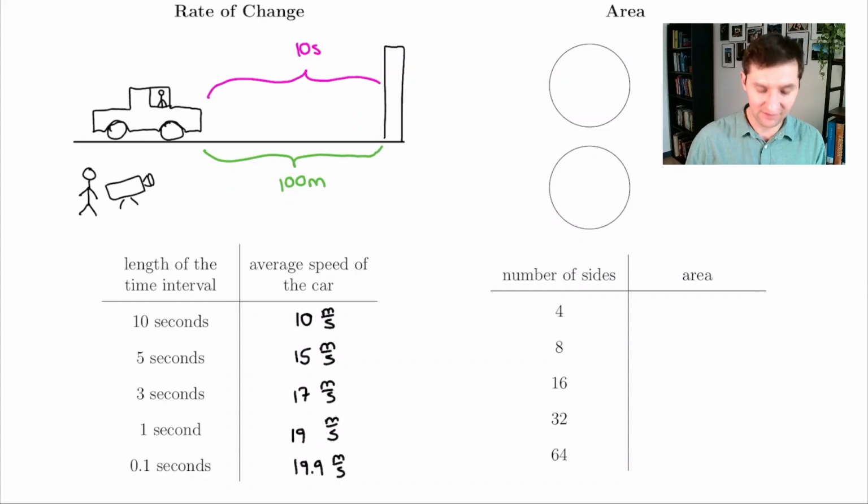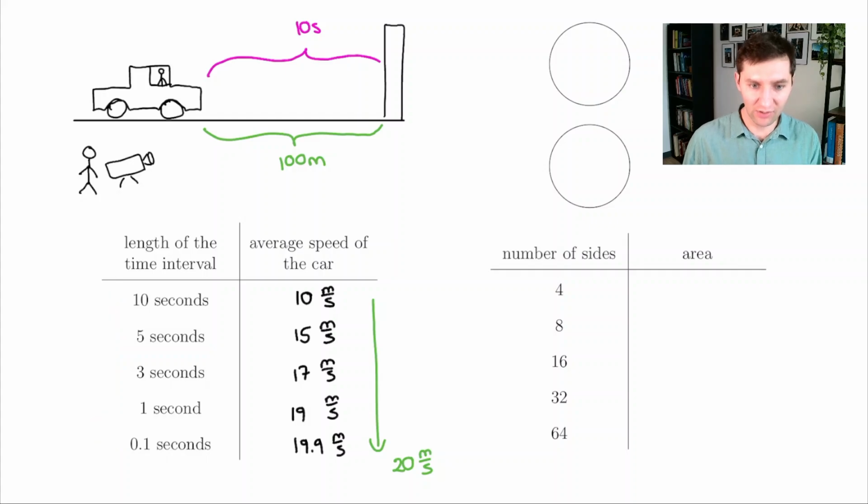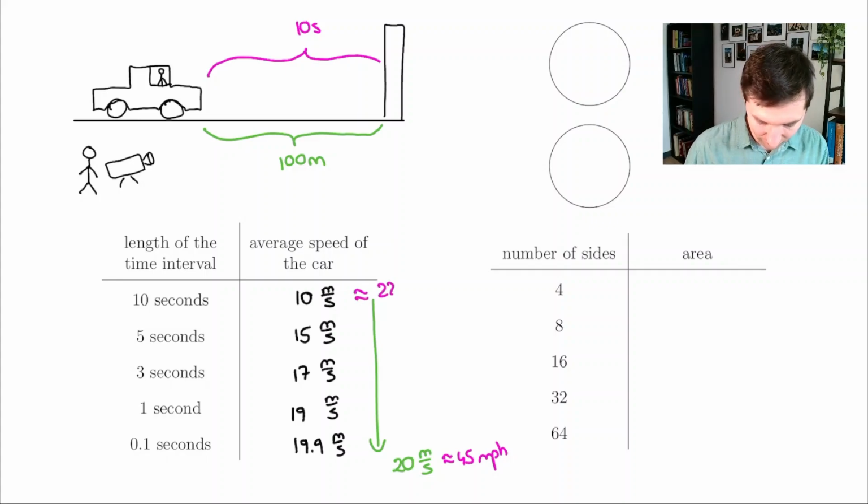I believe you have seen this sequence before. These numbers seem to get closer and closer to 20 meters per second. As the length of the time intervals gets shorter and shorter, the average speed of the car gets closer and closer to 20, which suggests that the car hit the wall at the speed of 20 meters per second. If you want to know how much that is in miles per hour, 20 meters per second is roughly 45 miles per hour, and 10 meters per second is roughly 22 miles per hour.